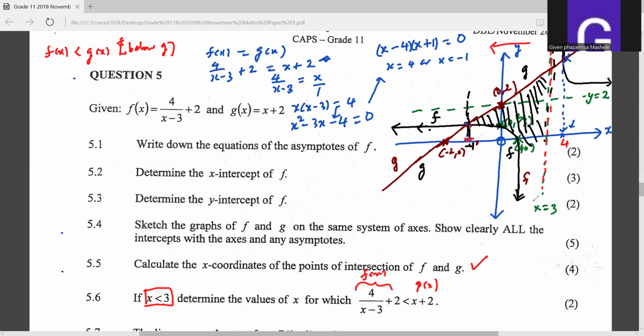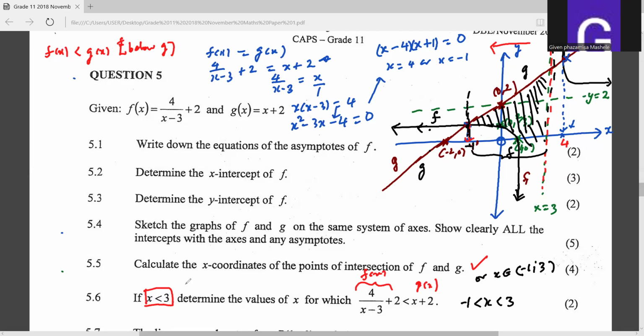to the line x equals 3, which means the value of x where f is below g is from -1 up until 3, but excluding -1, because at -1 they are equal, and they said where f is less than g. So the answer would be x between -1 and 3. Or we can say x is an element from -1 up until 3, excluding -1 and 3. That is the answer.